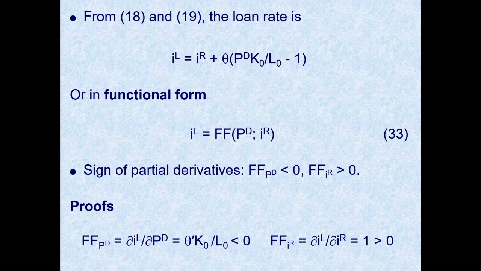And of course, it's negative because theta prime is negative. And the derivative with respect to IR is quite simple. It's only the coefficient of IR, which is 1, which is what you see here.